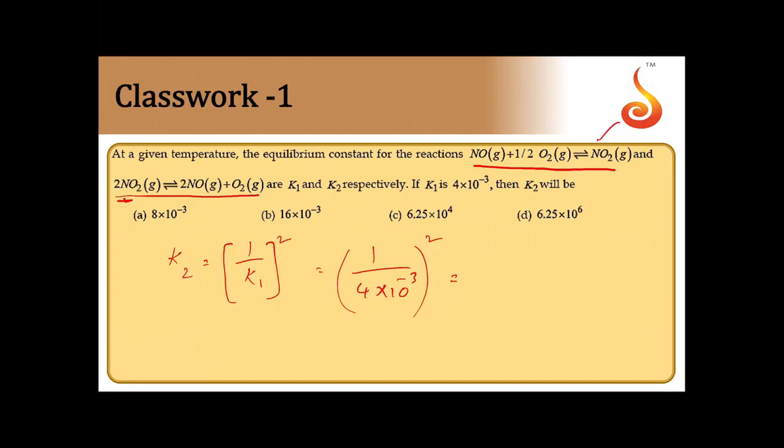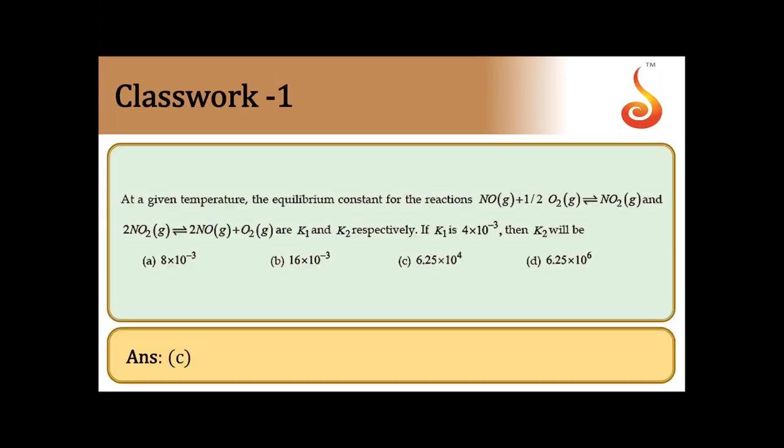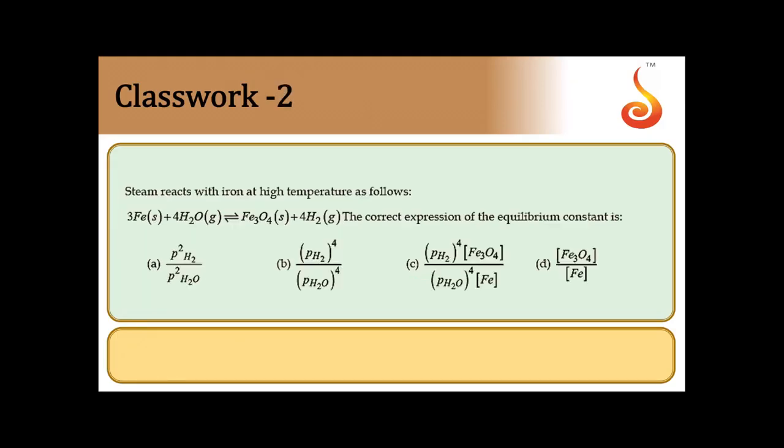Which is equal to 0.0625 into 10 to the power of 6, which is equivalent to 6.25 into 10 to the power of 4. So option C is the correct answer here. When you are reversing the equation, we need to invert the equilibrium constant, and multiplying throughout by 2, we need to square that. So the answer is 6.25 into 10 to the power of 4, option C.